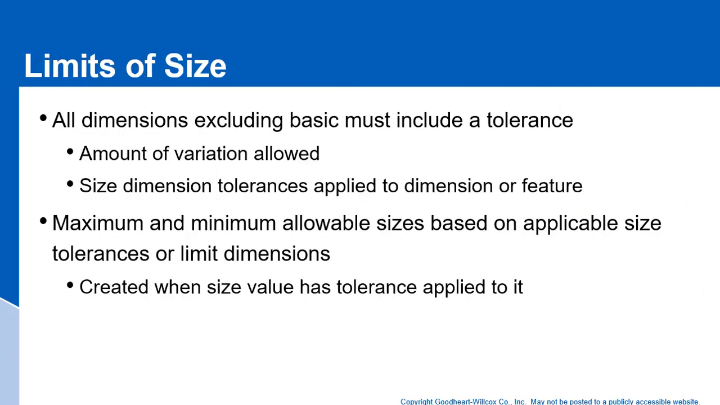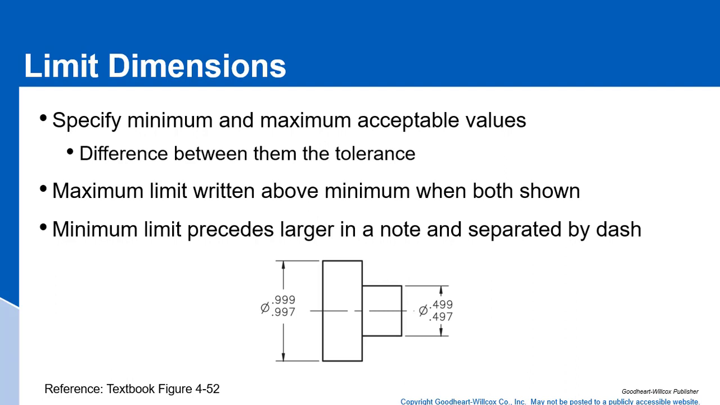Now, limits of size. All dimensions excluding basics must include a tolerance. We talked about this extensively in the working drawings. The amount of variation allowed is what's specified as a tolerance. The size dimension tolerances are applied to dimensions or the feature. Maximum and minimum allowable sizes are based upon applicable size tolerances or limit dimensions. Let's look at some examples here.